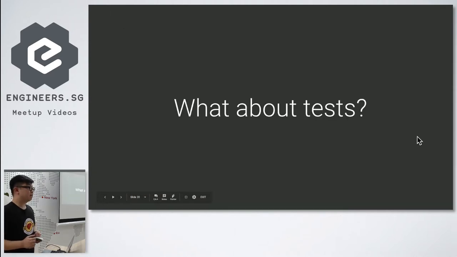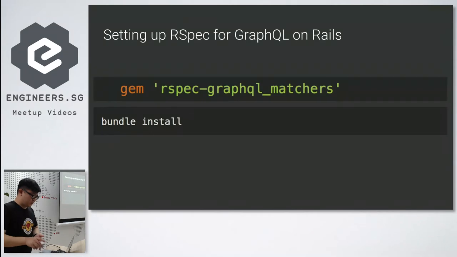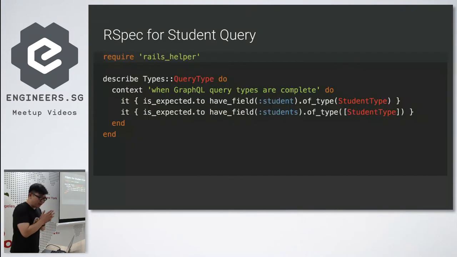What about tests? If it's not standard Rails, it's not standard REST, right? Well, you can install this gem called rspec-graphql_matchers, and that's the gem for everything. With that, you can actually write such tests. It is expected to have a field student of type StudentType. It's expected to have a field students of type array of StudentType. That's quite straightforward. Those were the two queries I made: a student with an ID one, or students.